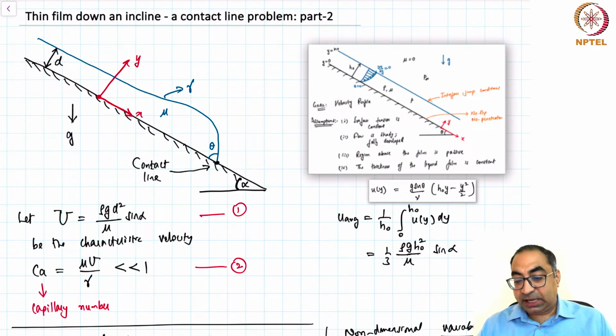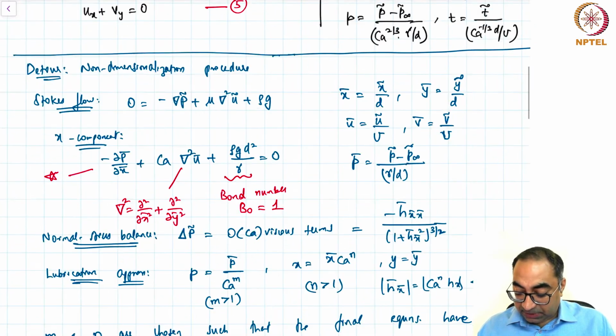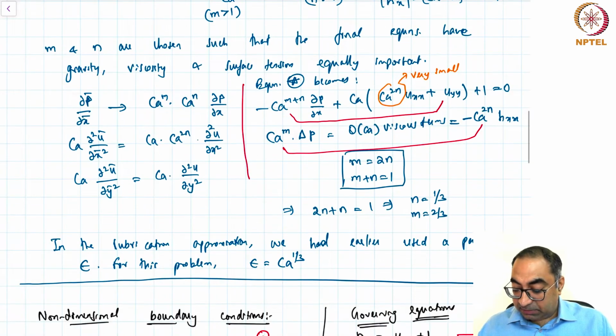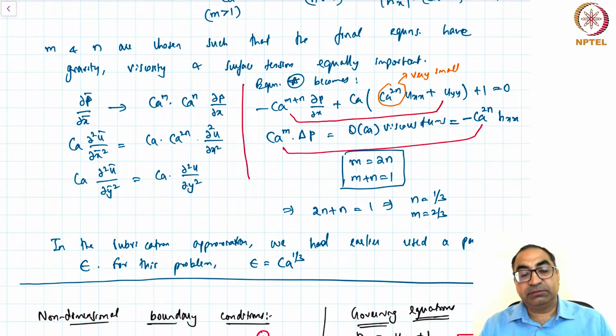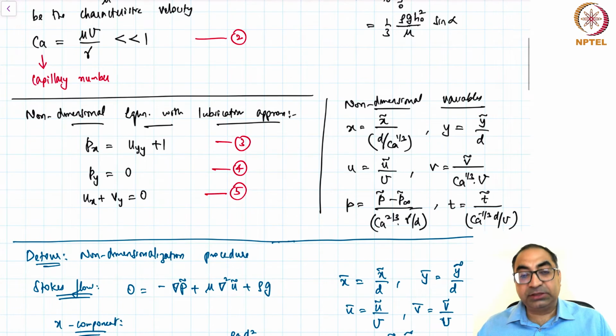We also said that the capillary number is very small, and this allows us to employ the lubrication approximation, where the small parameter was capillary number to the power 1 by 3. And using this small parameter, we wrote down the non-dimensional equations. That's equations 3, 4, and 5.